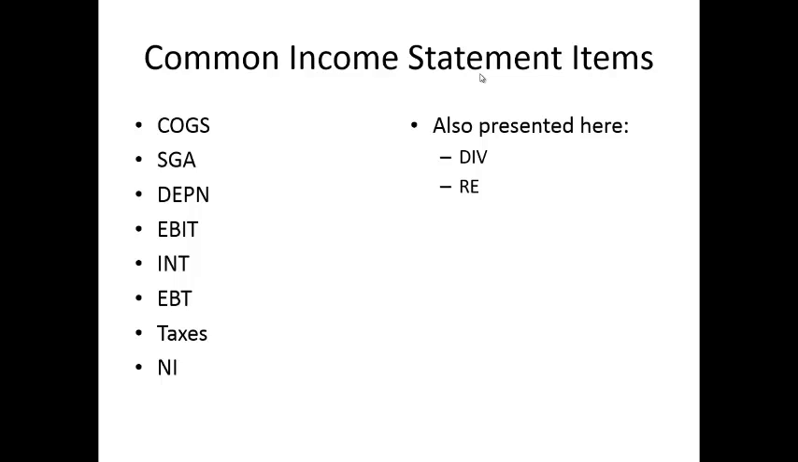Then we have depreciation. We know that depreciation, again, is one of those accounting decisions that we have to make. What form of depreciation are we going to use? And so that's the depreciation expense for a given year is what appears on the income statement. Then we have earnings before interest and taxes, sometimes called operating income.